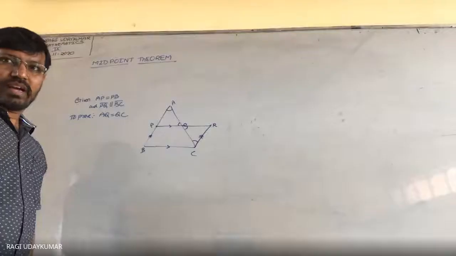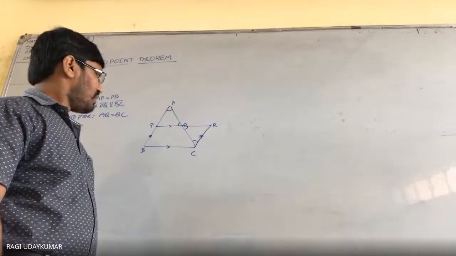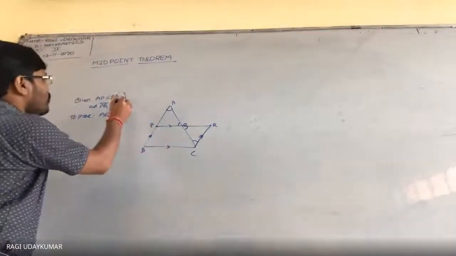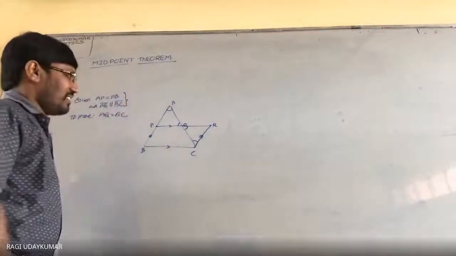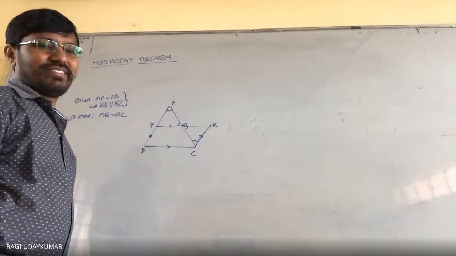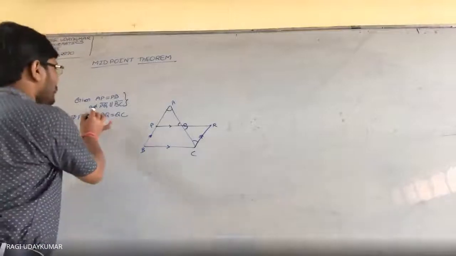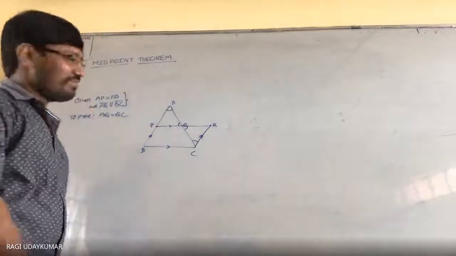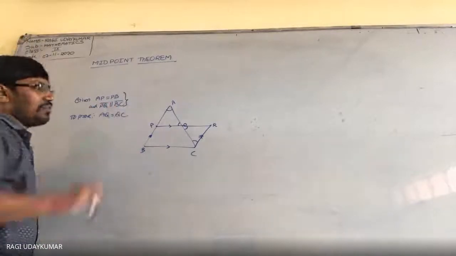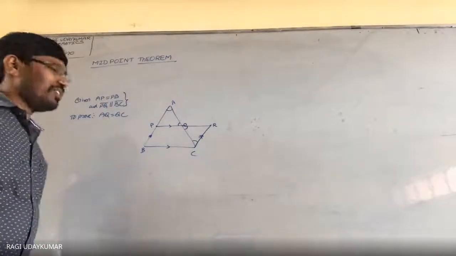Sir, can we use that property that PQ is half of BC? PQ is half of the. No, it is not said. What is given is two only. It is given these two. This you have to prove. And these two are given. This you have to prove. You can prove it.